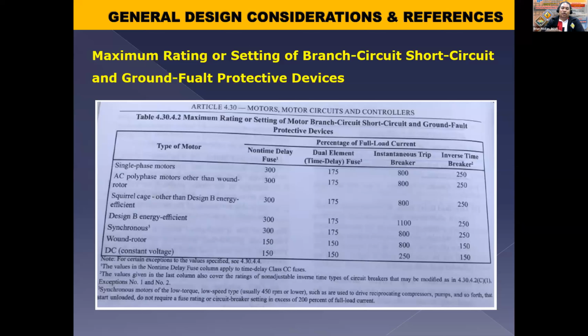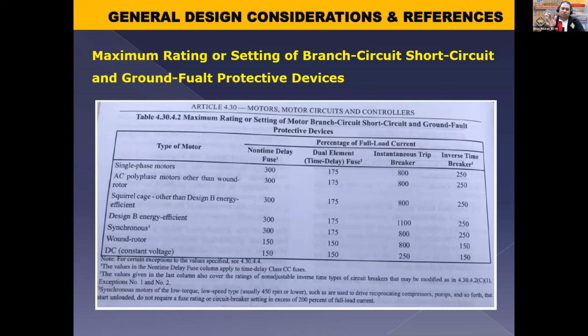Kung non-time delay fuse. Kung dual element fuse, meron siyang slow element tapos may fast, no? Up to 175%. Kung instantaneous trip lang na breaker, wala siyang thermal or inverse portion of the curve, up to 8 times. Depende, but up to 8 times lang. Kung pwede siyang i-adjust to 6 times of the FLC, then hindi siya mag-cause ng, or ma-coordinate mo siya, then well and good, no? And then for the inverse time, yung mga breakers natin na talagang thermal magnetic, may thermal tsaka may magnetic na element, then up to 2.5 times.